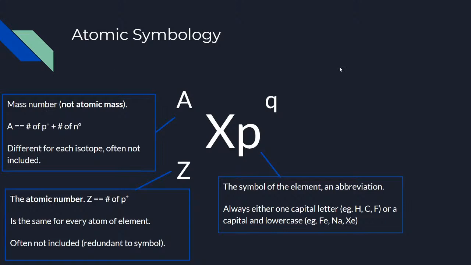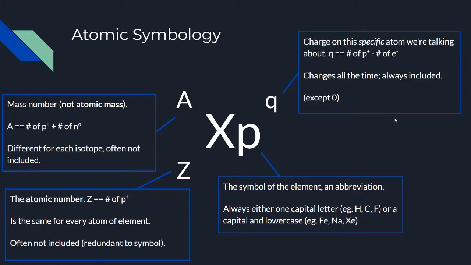In the upper right, represented by the lowercase q, we have the charge of the atom. And this changes all the time. The atomic number Z will not change for a particular atom. The mass number A, unless you're doing nuclear chemistry, is not going to change. But charge changes all the time. Electrons are always flipping on and off atoms all over the place. That is the vast majority of chemistry.